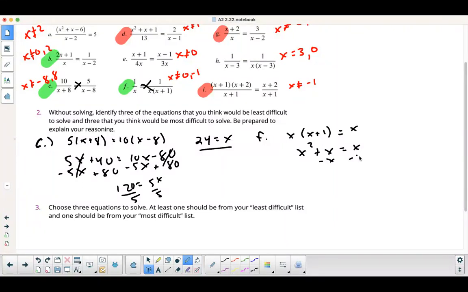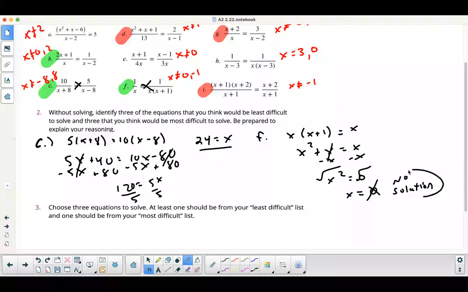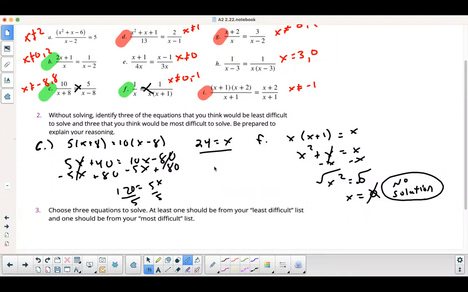And then this ends up becoming pretty easy. x squared equals 0, x equals 0. Now the problem is I have to throw that out because if I plug it back in, 1 divided by 0 is undefined over here. So that's not going to work, so I actually throw it out. So this one ends up being a no solution.